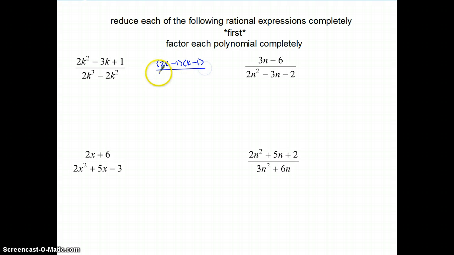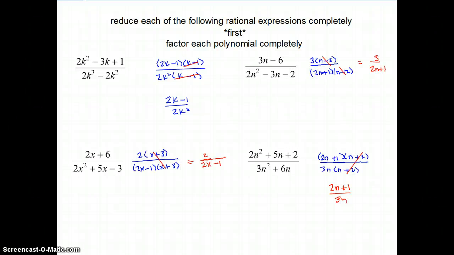In the denominator, I see a GCF of 2k squared that I will factor out, leaving me with k minus 1. Now that everything is factored, I look for entire factors that are repeated. These k minus 1's can be reduced, leaving me with just 2k minus 1 in the numerator and 2k squared in the denominator. Go ahead and pause the video and try the next 3 on your own before we proceed to the last slide. Go ahead and check your answers after pausing the video, and we'll go ahead and move on to the next slide.